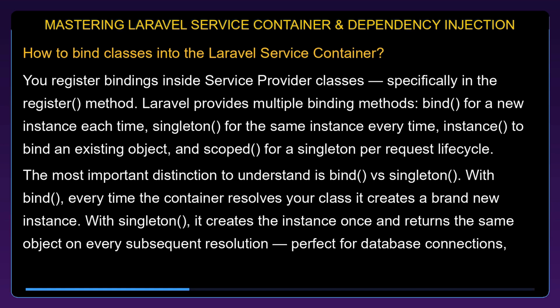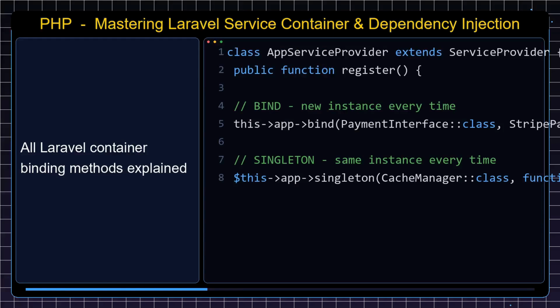The most important distinction to understand is bind versus singleton. With bind, every time the container resolves your class it creates a brand new instance. With singleton, it creates the instance once and returns the same object on every subsequent resolution. Perfect for database connections, config managers, and API clients. All Laravel container binding methods explained.